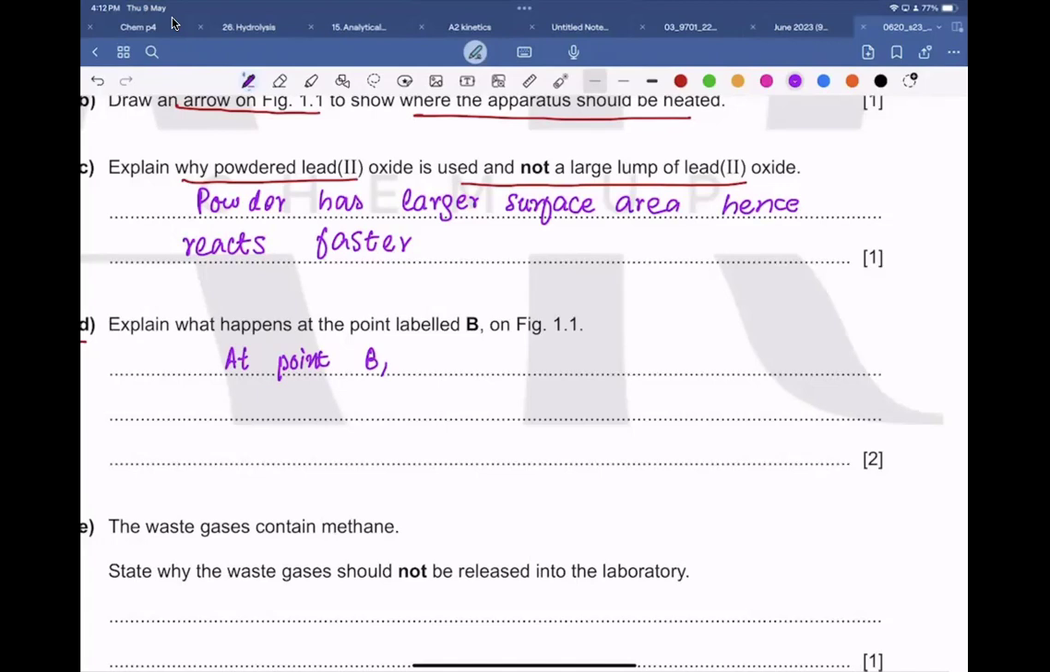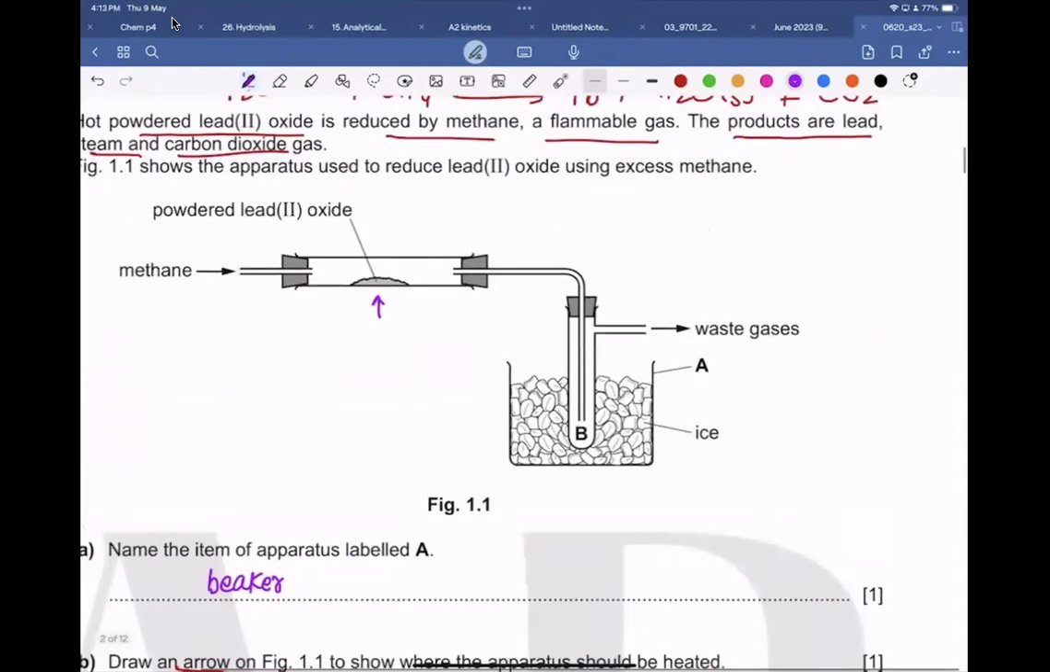Okay. So no, lead is not going to be collected at B because lead is a solid. So this is the solid. So when the methane comes in contact, this solid actually turns into lead. So there is no movement of lead. Okay, only methane and water move over here.